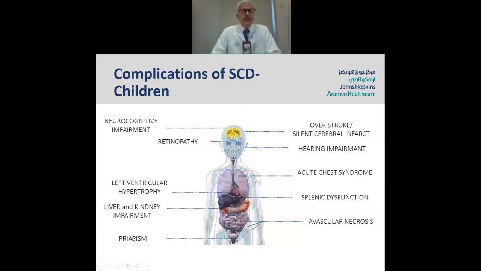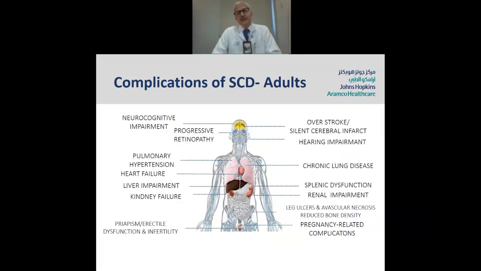Boys and men can have priapism, which means prolonged painful erection that can lead to sexual dysfunction if it persists. In adults, we see the same sort of things as in children, but they are because of the ongoing problem. You could see retinopathy. It's not common here, I must say. Increase in the pressure on the lung. The heart sometimes gets affected, and there is failure of the heart.